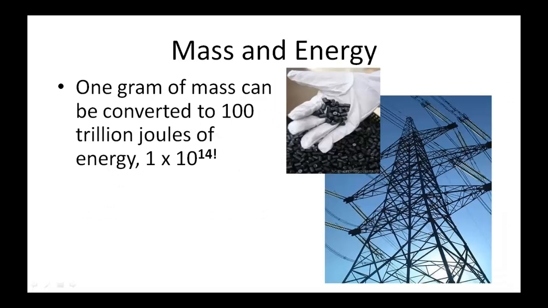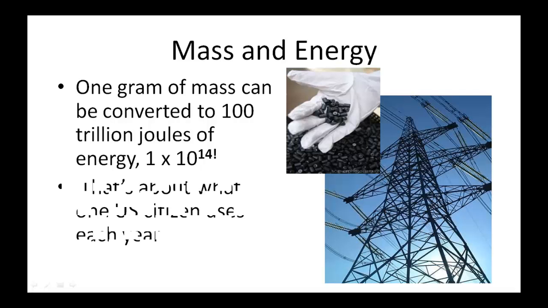1 gram of mass can be converted to 100 trillion joules of energy. That's 1 times 10 to the 14th. That's huge, but really, do you know what joules are? That's about what one U.S. citizen uses each year.